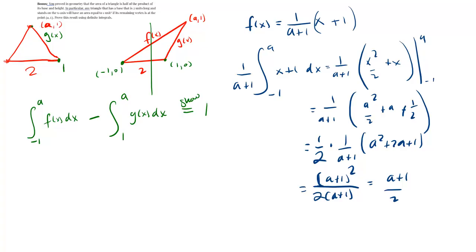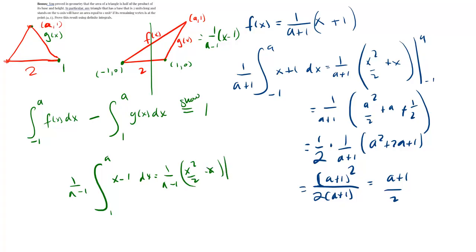Now if we do something very similar for the g, we would end up with 1 over a, well, I guess I'll give you the equation of g. Be 1 over a minus 1, x minus 1. So very, very similar. 1 over a minus 1, x minus 1. We're going to go from 1 to a, dx. All right, so same sort of things happening. 1 over a minus 1. We're going to have x squared over 2 minus x. 1 to a.